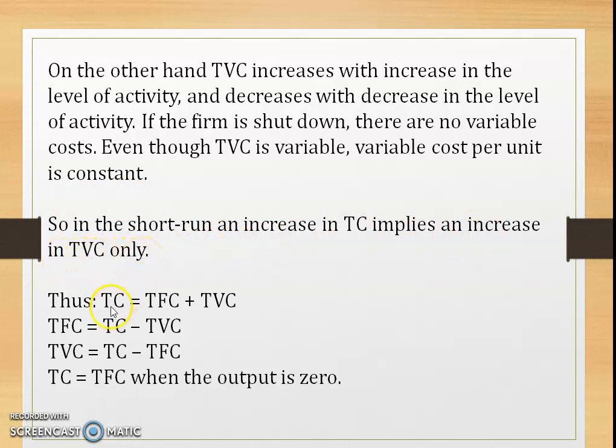So TC, that is total cost, is a sum of total fixed cost plus total variable cost. So TFC can be written as TC minus TVC, and TVC can be written as TC minus TFC. TC is equal to TFC when the output is 0, because there won't be any variable cost incurred, and therefore the total cost is equal to total fixed cost.